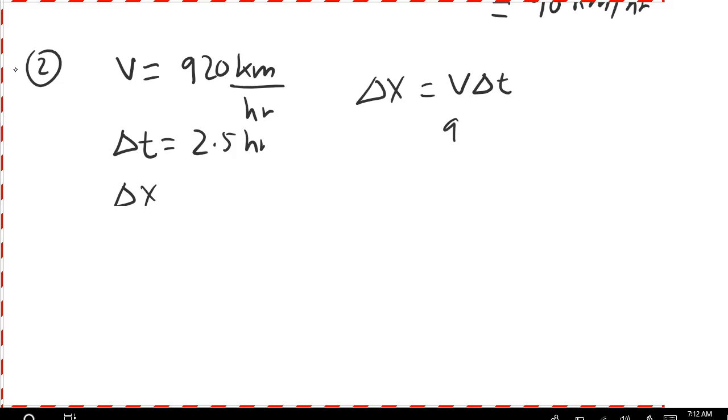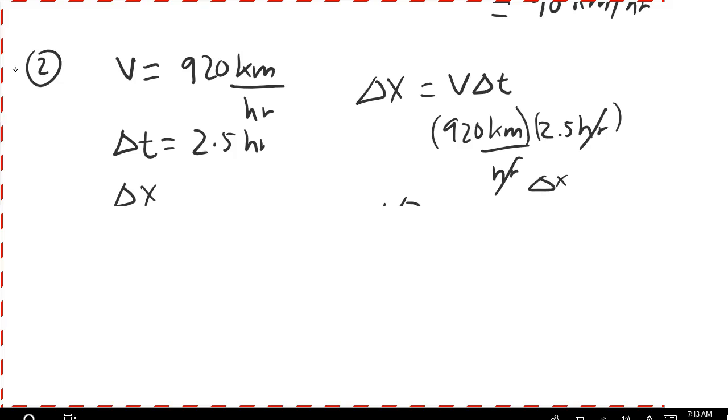So in this case, we have 920 kilometers per hour times 2.5 hours. Whenever you multiply these together, you see I have the units there. I'm going to take this unit, and that's going to cancel out. So now we have 920 kilometers times 2.5. And we just take our calculator, and we get a total distance of 2,300 kilometers.